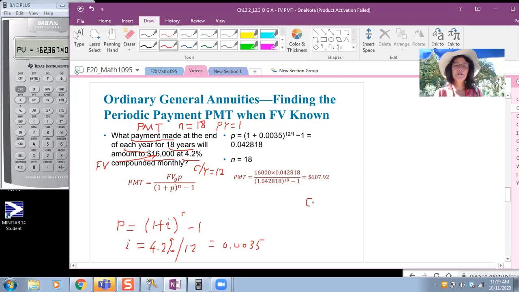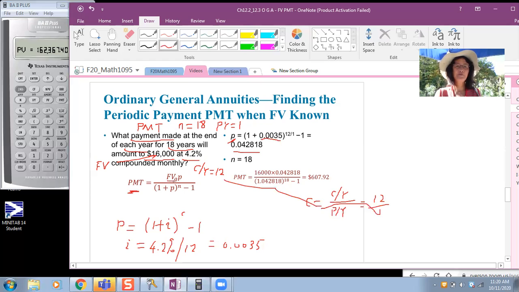And C equal to CY over PY. CY equal to 12, PY equal to 1. So C equal to 12. Once you have I and C, you can calculate P. P equal to 1 plus I raised to power C, C is 12, then minus 1, and you get P, 0.042818. And then you plug this P value into the PMT formula.